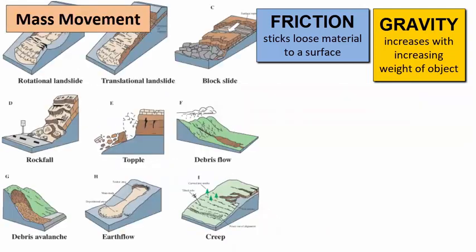We call downhill movements of weathered rock material on Earth's surface mass movement, and we can classify the movement into a variety of types based on the type of material and the way it moves.